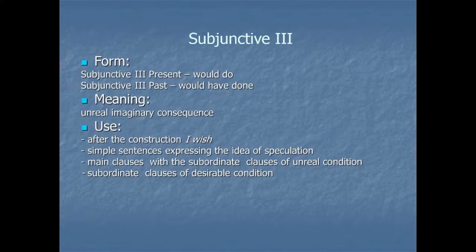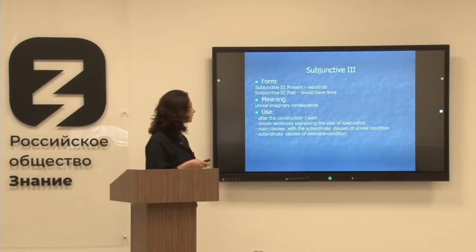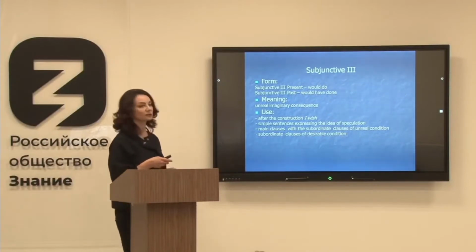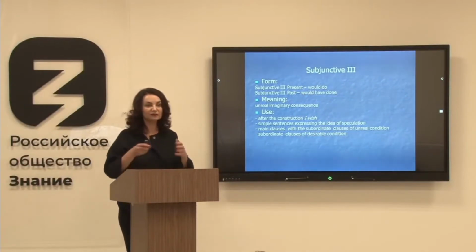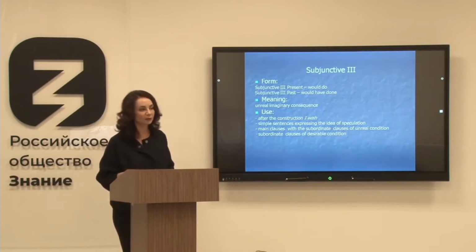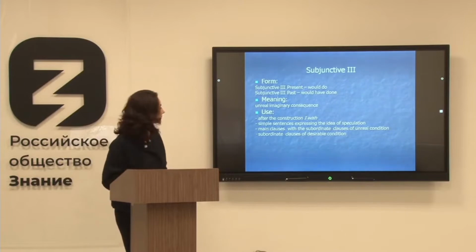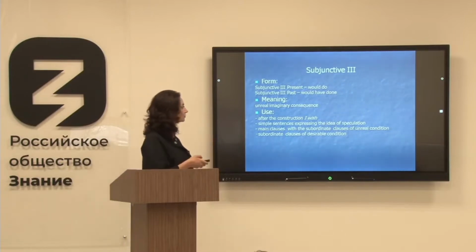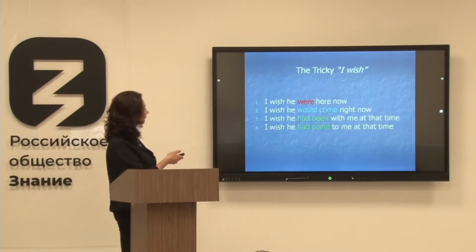The meaning you can see on the screen, and again turning to the use. First of all, subjunctive 3 you can come across in the construction introduced by the phrase I wish, then in simple sentences expressing the idea of speculation, in main clauses with the subordinate clauses of unreal condition. If I were you, I would do something. You are sure to remember the sentences like speech patterns, and in subordinate clauses of desirable condition.